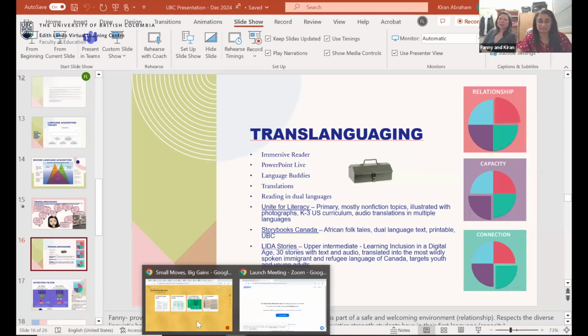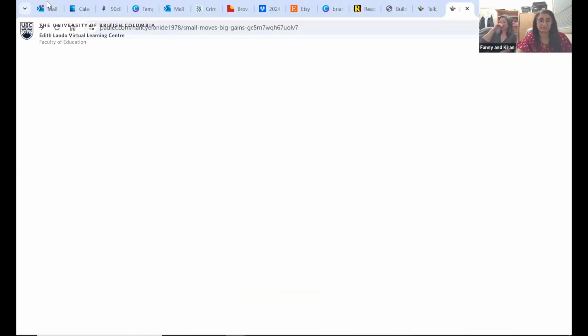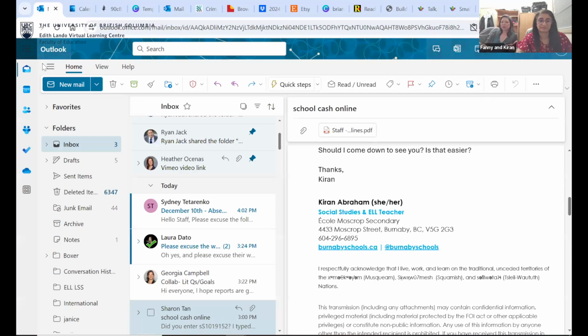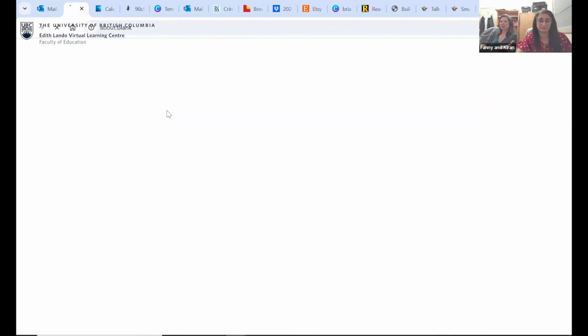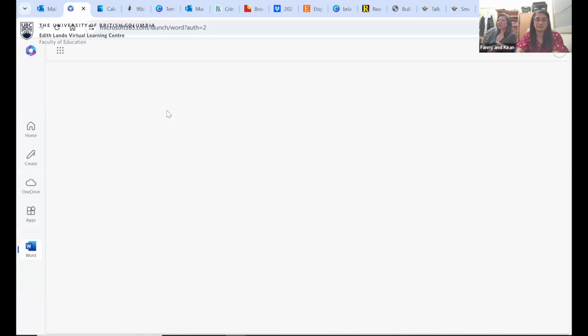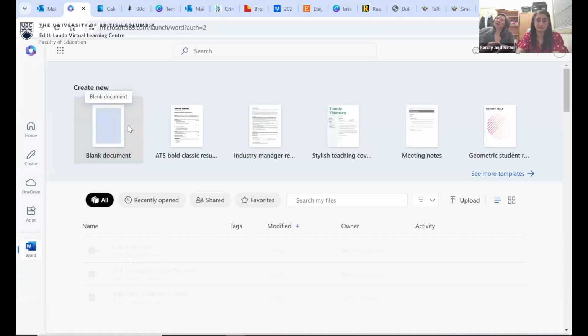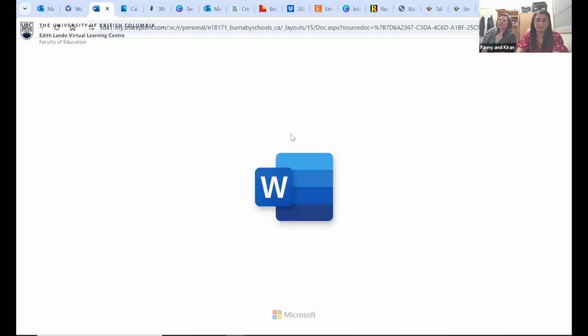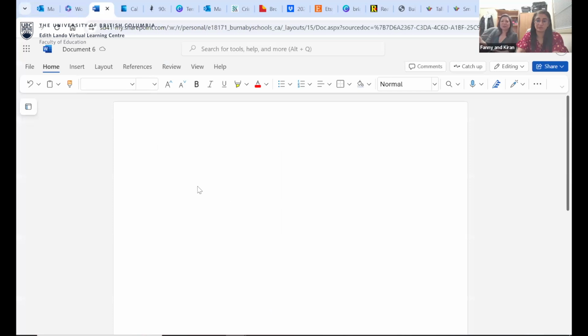So immersive reader is part of Word. You could open up a Word document and get it to read out loud to the student. You can also translate. I don't generally translate a whole document. I would translate keywords. It will also, like I said, give you pictures. So sometimes we have students who are not necessarily literate in their home language. So it'll show you a picture of something that's going on, which is very powerful.